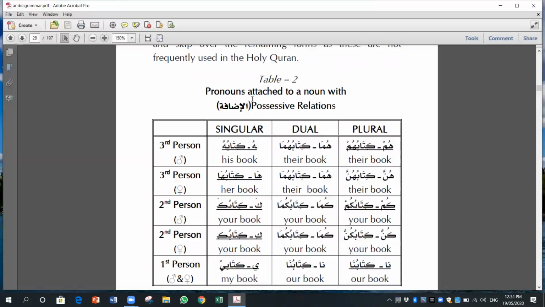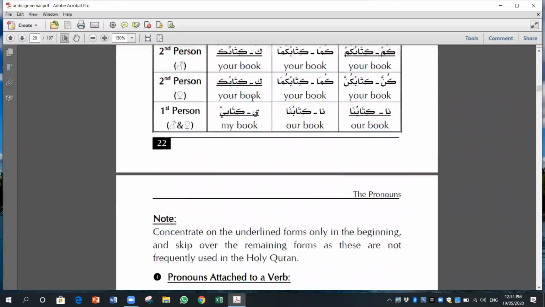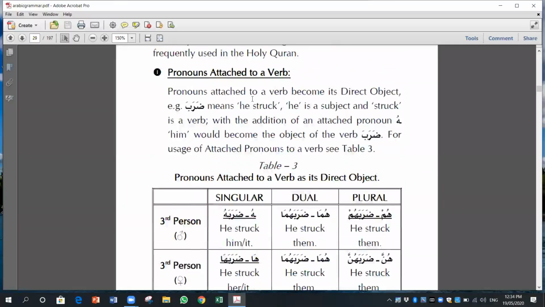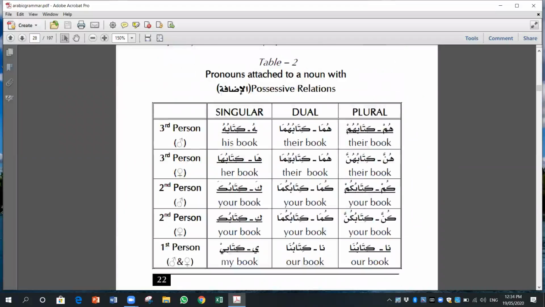So now an attached pronoun will be attached either with a noun or with a verb. There are 3 tables total. See what is written here? Pronouns attached to a verb. They will attach either with some noun or with some verb. First we will discuss when they are attaching to a noun.